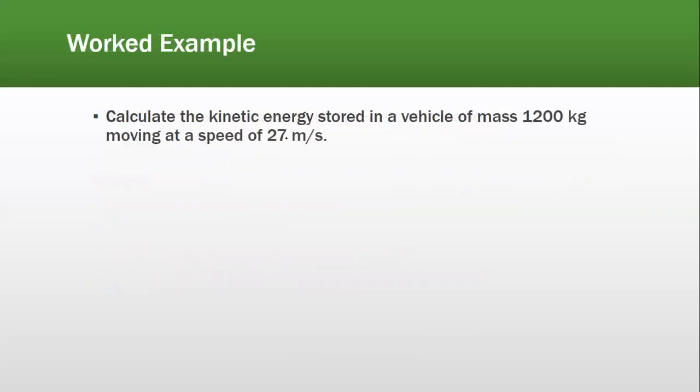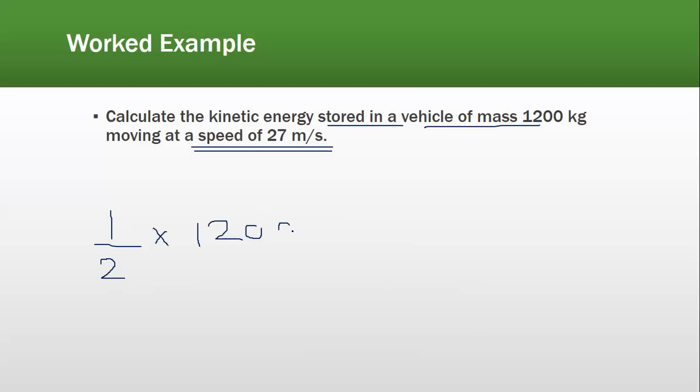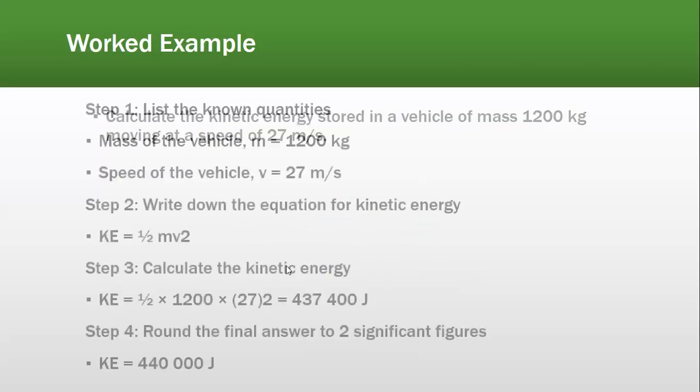We have a worked example over here. Calculate the kinetic energy stored in a vehicle of mass 1200 kg, which is moving at a speed of 27 meters per second. So if you look at the kinetic energy, I'll apply the formula half mv square. What is m? m is 1200 kg. And what is v? 27. And you also have to take the square of it. You have to take the square of 27 and then you'll get your answer.